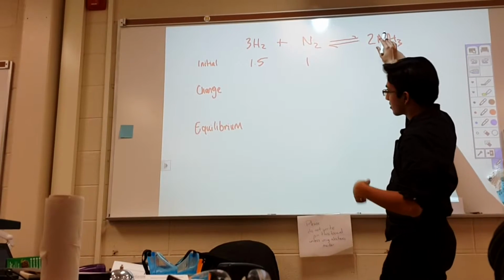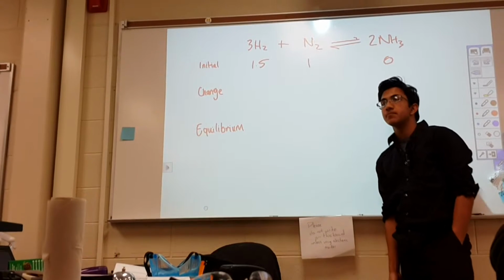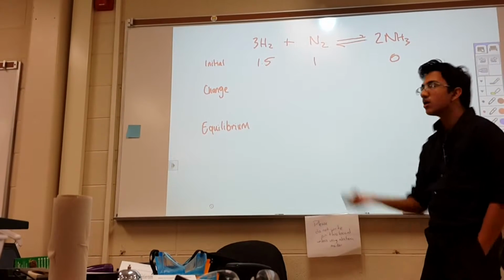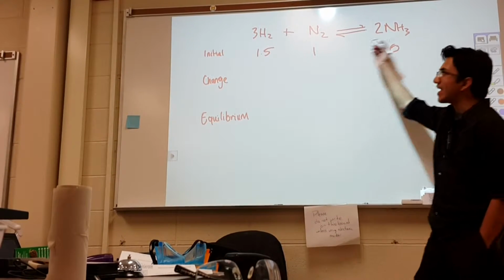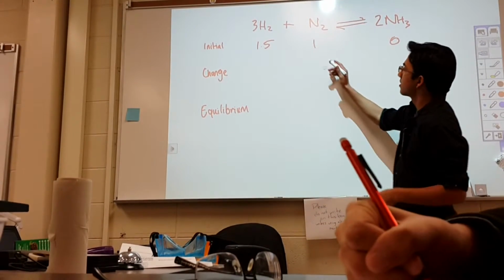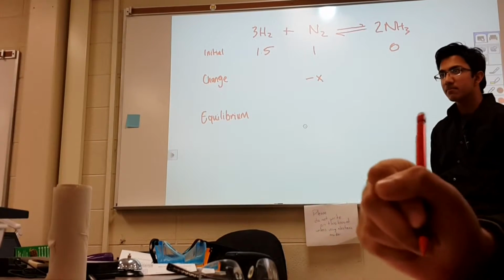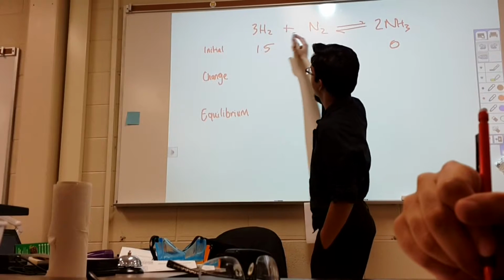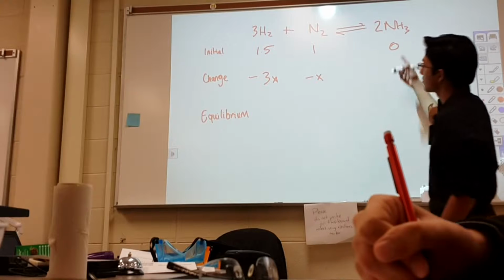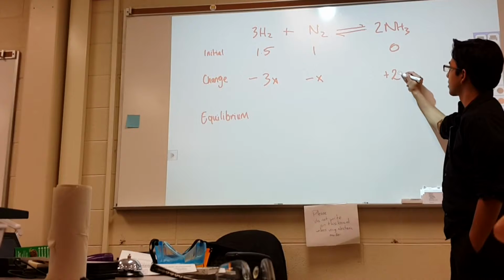Which am I going to be making? Am I going to be making NH3 or H2 and N2? Why? Because it has to go to the right, since I have no NH3, right? I can't make any of this. I have none of it. This reaction can't happen yet. So, I'm going to say that this is going to go down by negative x, and this is going to go down by negative 3x. And this is going to be increasing by positive 2x, right?